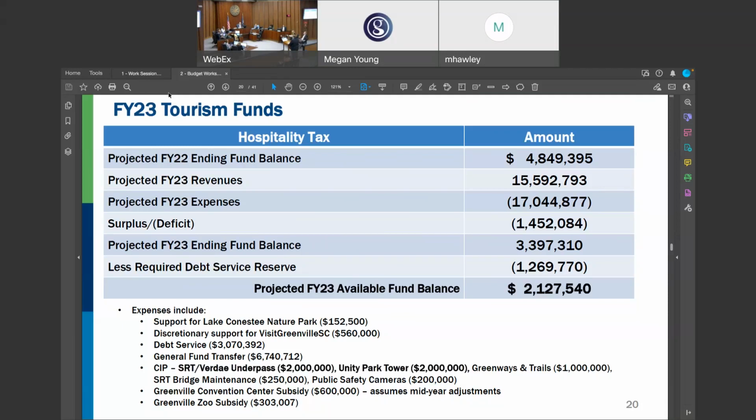So we have a projected fund balance at the end of the current year of around 4.8 million. And that's largely going to be driven by better than expected collections. So our revenue budget for this year was around 11 million. I think we're going to get around 14.5 million. So that's largely what's driving the fund balance. If you look forward to next year, revenue estimates about 15.6 million and expenses of around 17 million, leaving about a $2.1 million unassigned fund balance.